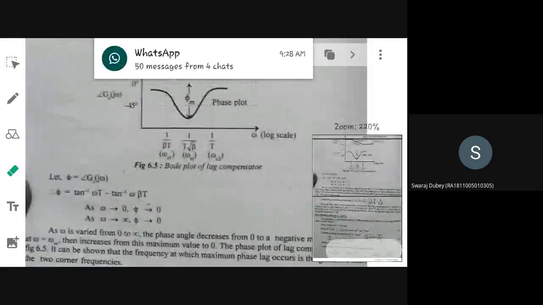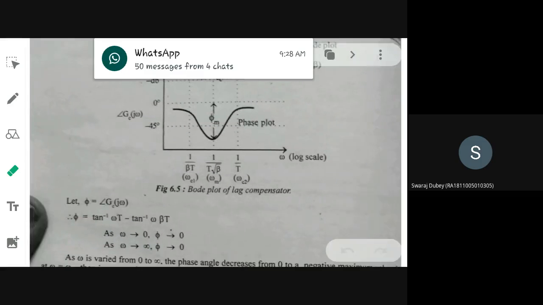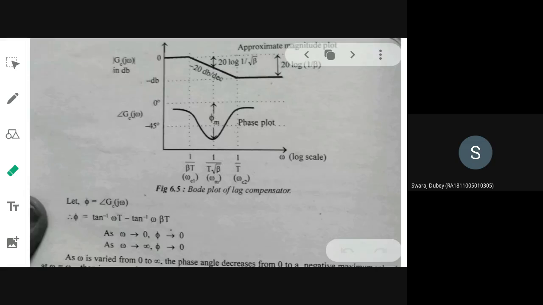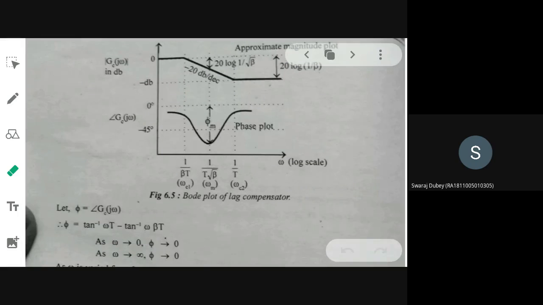This part is over. Next, you need to learn how that phase lag happens here. So if you look at the Bode plot that you are going to draw, you can see one picture in the slide. That is your Bode plot for a lag compensator.